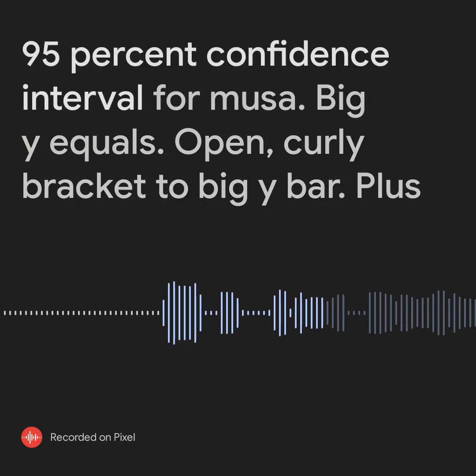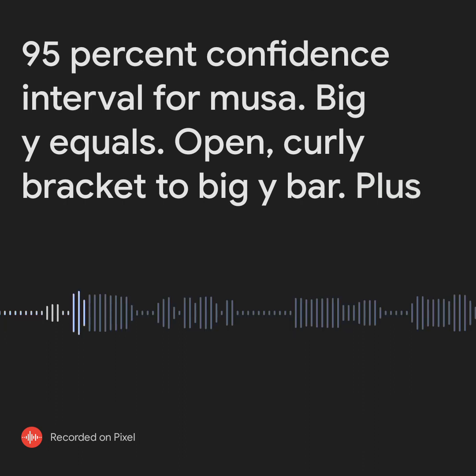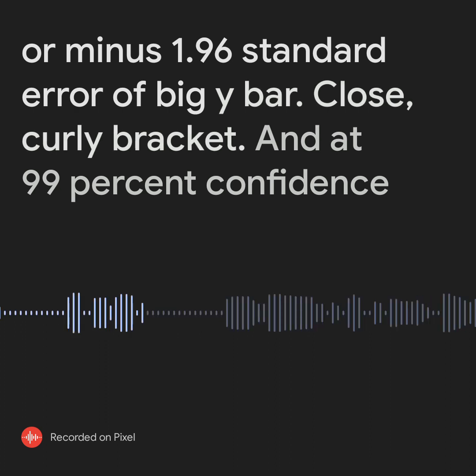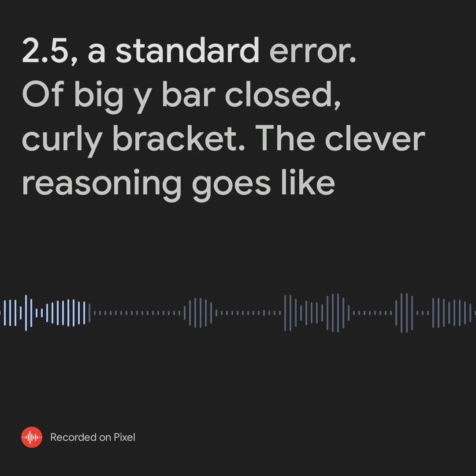95% confidence interval for μ_Y = {Ȳ ± 1.96 SE(Ȳ)}, and 99% confidence interval for μ_Y = {Ȳ ± 2.58 SE(Ȳ)}.